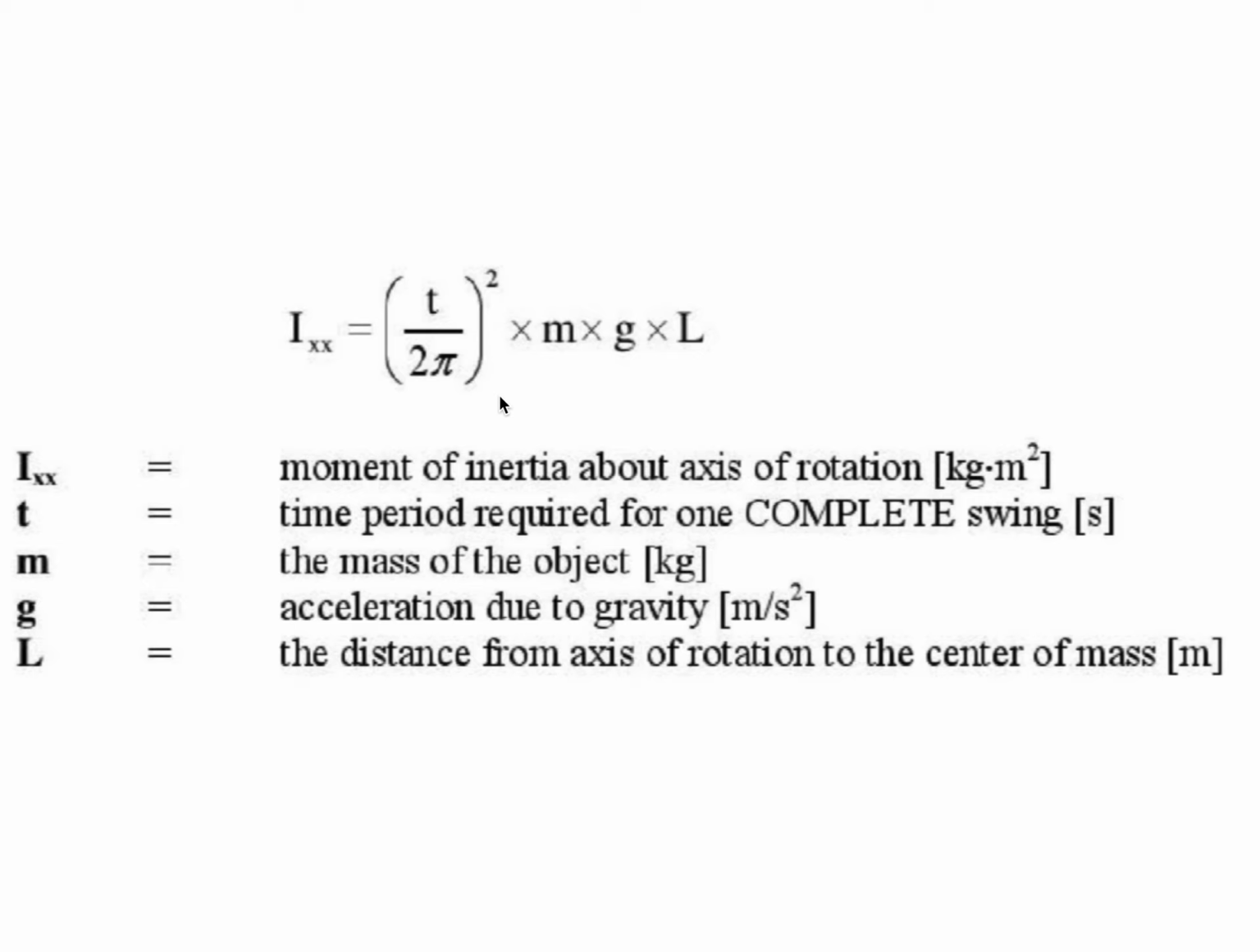Again, we swing it as a pendulum, and one complete swing takes time T. Divide by 2 pi, square it, then multiply by the mass of the object, times 9.8, and then times the distance from the axis of rotation to the center of mass. That will give you the moment of inertia.